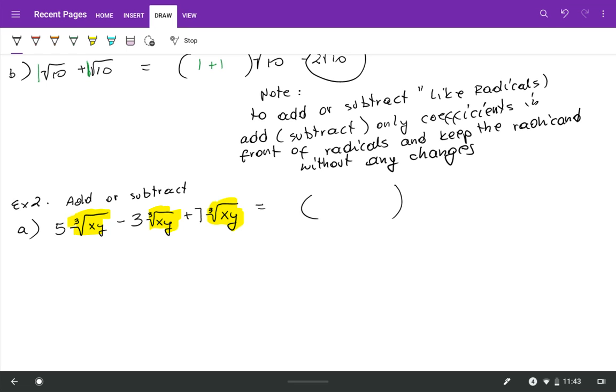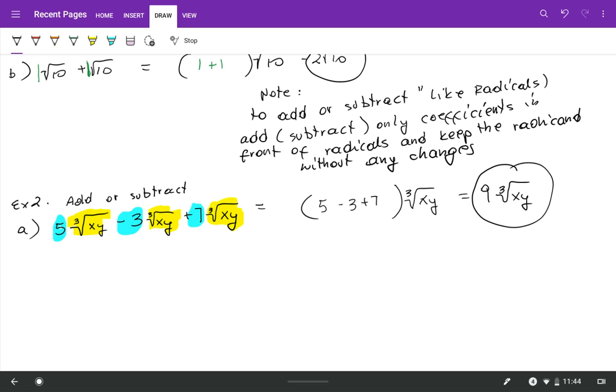Outside of the parenthesis, I keep the same radicand, which is cube root of xy. You just copy that once, and we only work with the coefficients. So that will be 5 minus 3 plus 7. 5 minus 3 is 2, plus 7, we're having 9 cube root of xy. Okay, so that's the final solution.